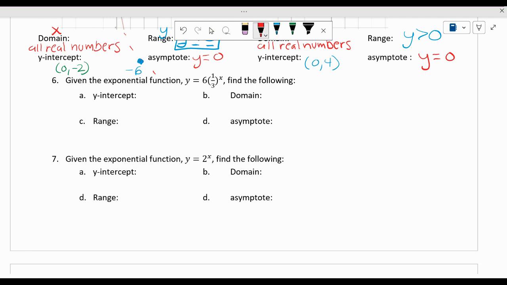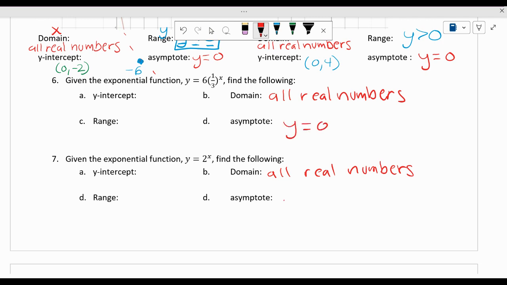Given the exponential function, find the following. All right, I know two of these aren't going to change. Domain will always be all real numbers for our class, so I'm going to put those down already. I don't even need to think about it. And the asymptote doesn't change. Y equals 0. Y equals 0.